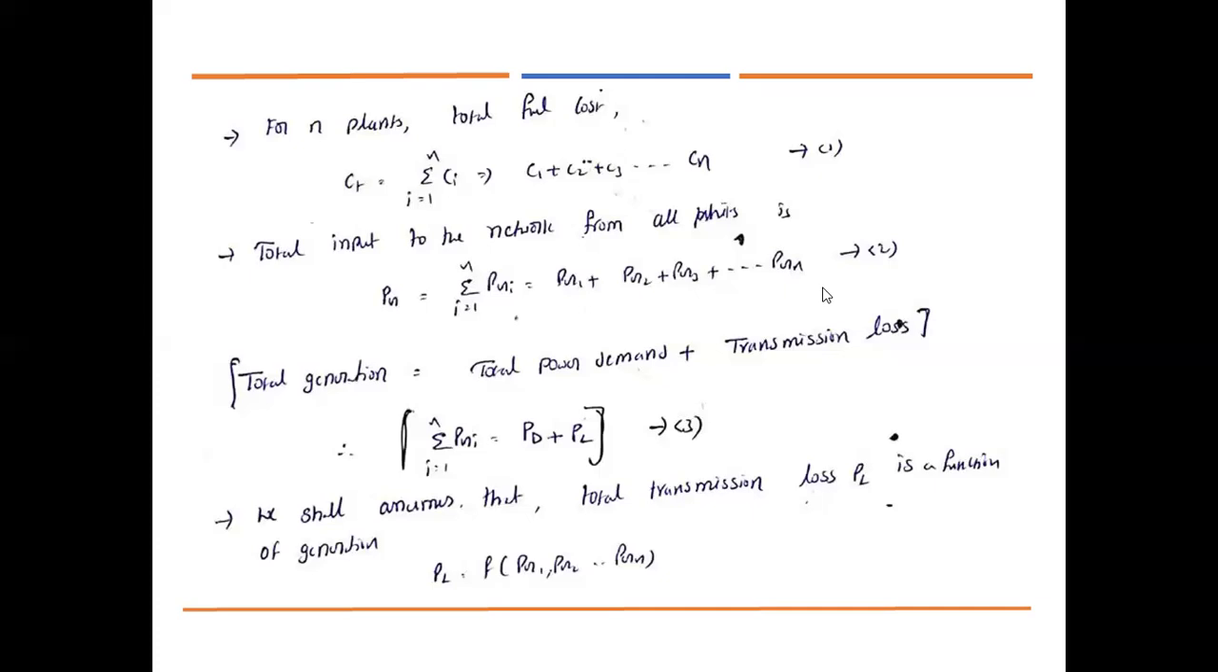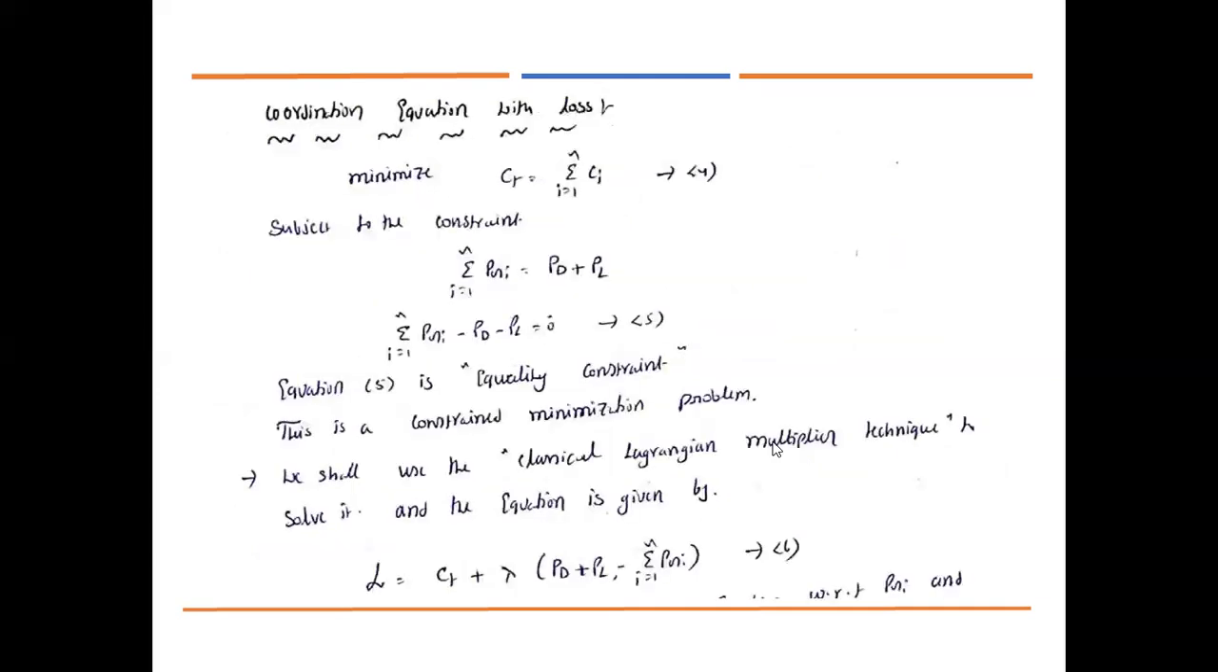Generally, total generation in any power system equals total power demand plus transmission losses. So by using this, we can write summation i equal to 1 to n Pgi equals Pd plus PL. Now we assume the total transmission loss is a fraction of generation. It is nothing but the total transmission loss is a function of all generations.